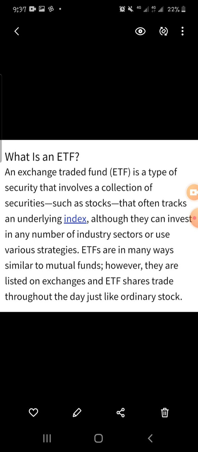So in this ETF, it's a collection of several stocks, and it's just like a mutual fund. It helps to diversify your investment and reduce the risk that is attached to stock. But the thing is, they are not listed on exchanges. They are not like ordinary shares that are listed on exchanges.